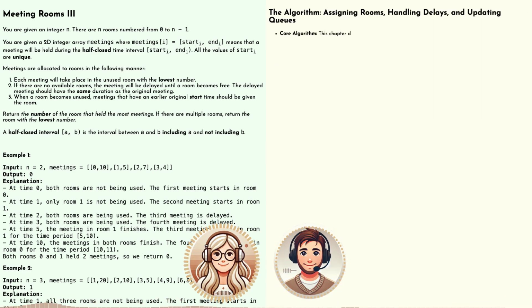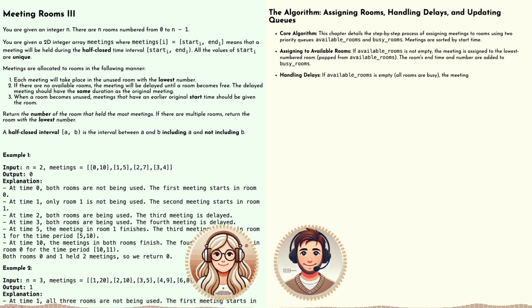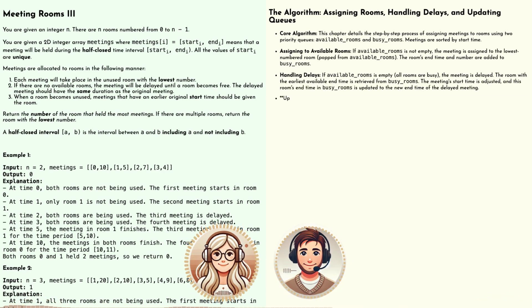Okay, so that's where things get really interesting. We start by taking each meeting in chronological order. We check our busy rooms queue first to see if any rooms have become free since we last checked. Right, because meetings are always ending.